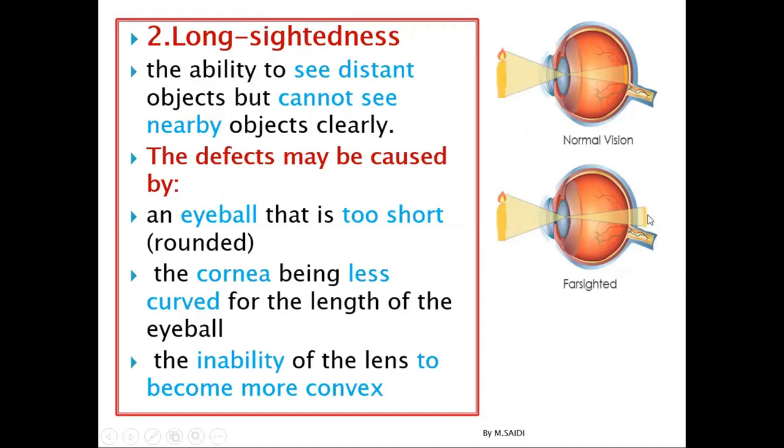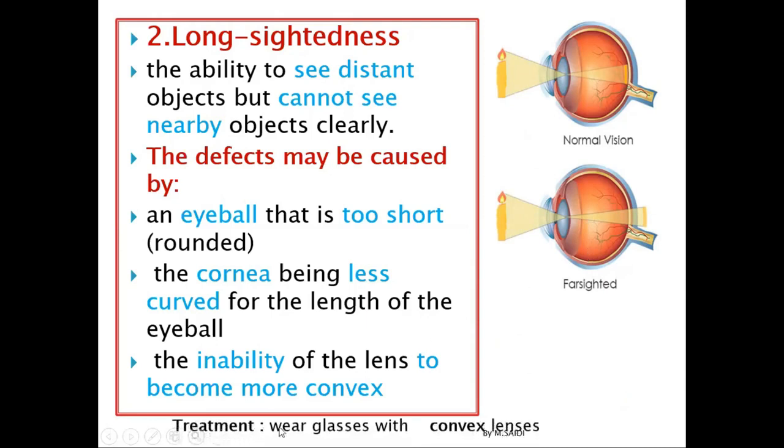So our job now is to bring this back to here. So what do we do? We need to reduce the wideness of this beam, so that the image is brought back to the retina.